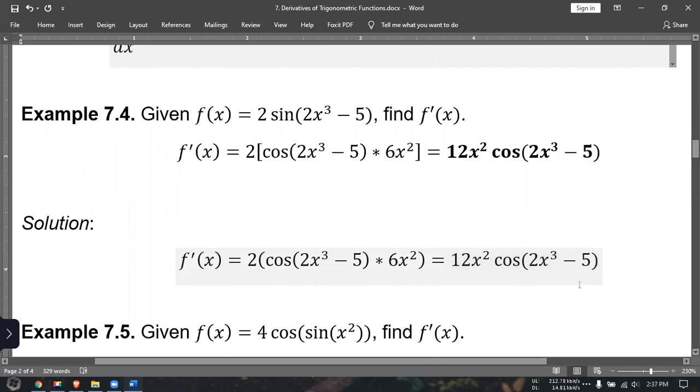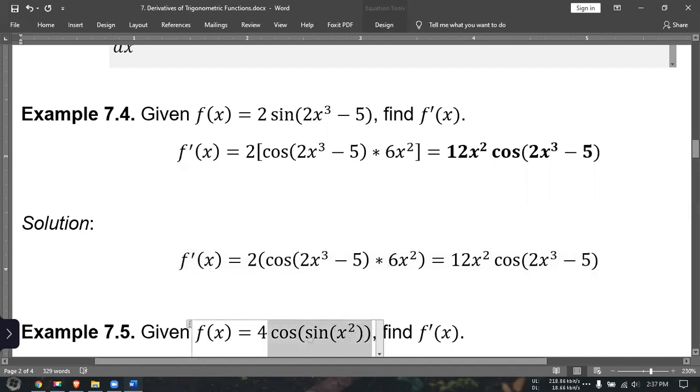Example number 5. 4 cosine of sine x squared. I told you a while ago that the angle measurement could be defined by any algebraic function or transcendental function. So the measure of the angle could be defined as another transcendental as well. Here is our angle measurement, sine x squared. So what is 4 cosine sine x squared?